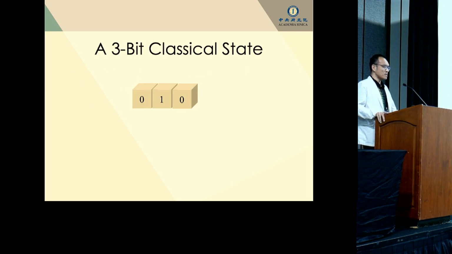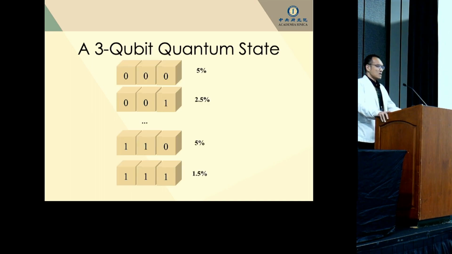So what is a 3-bit classical state? It's very simple, just a Boolean assignment, like, for example, this 0, 1, 0. This is a classical state of 3 bits. So what is a quantum state? Okay, it's actually something very similar, just a distribution over classical states. Like in this case, this state has 0, 0, 0 with maybe 5% probability if you observe it. 0, 0, 1 is 2.5%, etc. So it's just a probabilistic distribution over all classical states.